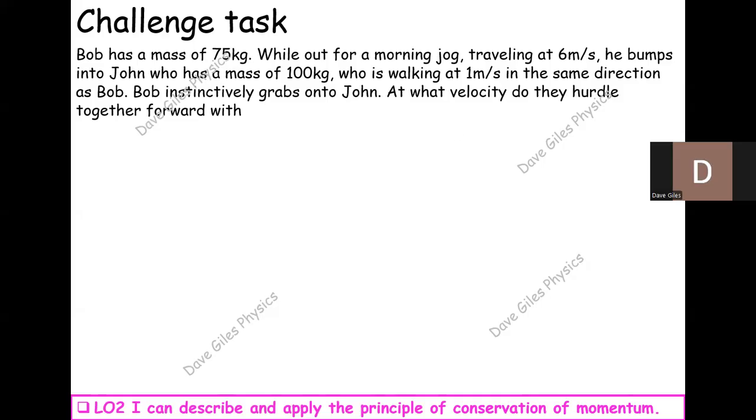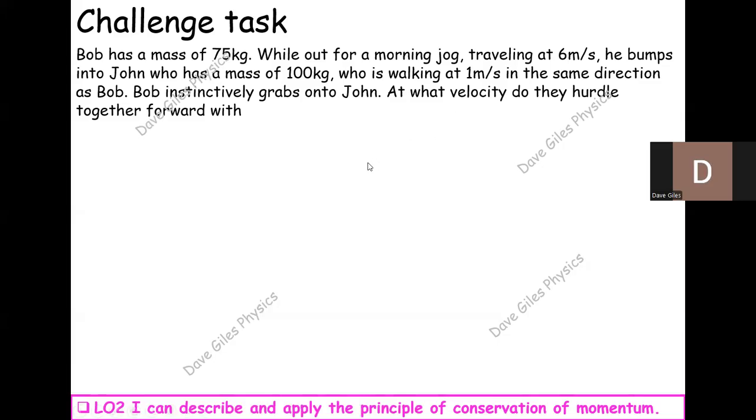So in this example here, they're both going in the same direction. Bob is behind, but he's running a lot faster than John, and he hits John, and grabs onto him, and they fall forward together. Okay, so give me 1 second. Okay, so if you've already done that, then great. If not, I will talk you through how to solve this question.